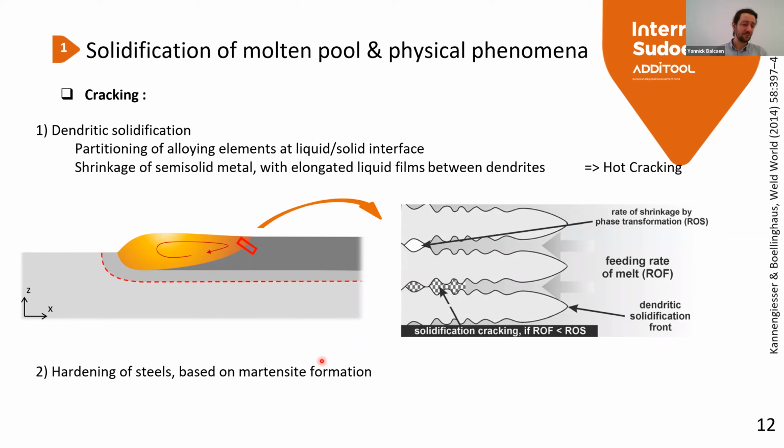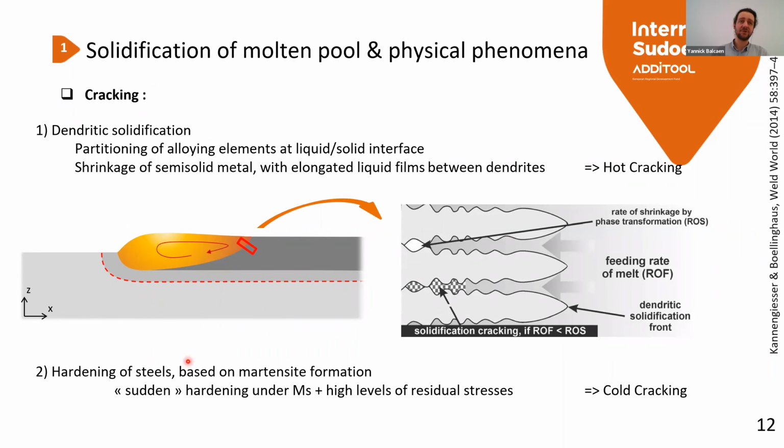A second point is that in most tooling sectors we are using steels, and the hardening of the steel is based, in most cases, on martensite formation. So we have a sudden hardening during cooling of this material under the martensite start temperature. And we also experience high levels of residual stress during formation, due to strong thermal gradients. So we can sometimes observe cold cracking, a different type of cracking, but the same result: poor material health.